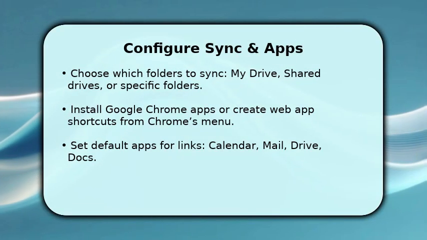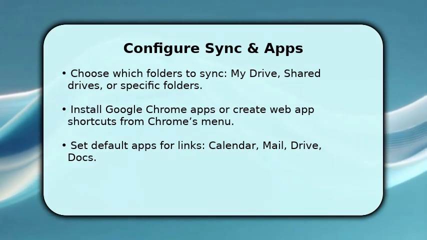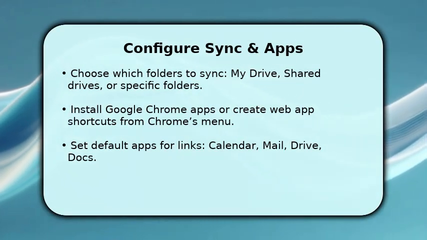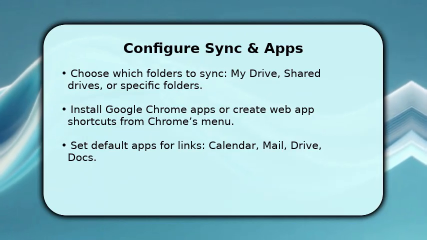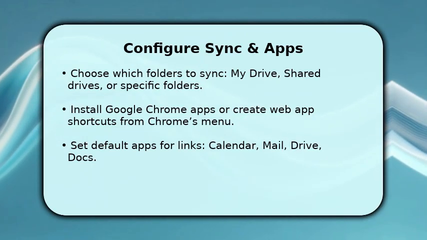You now configure what syncs and how apps open links. Open Drive preferences and pick which folders to mirror or stream. Stream saves disk space. Mirror keeps offline copies.